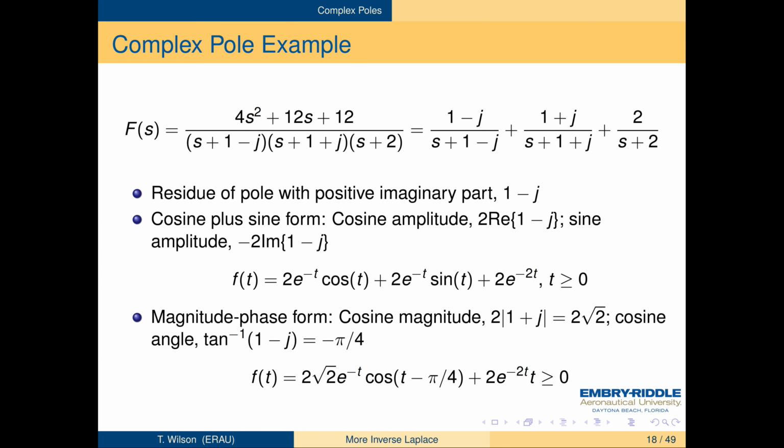We can also express the sinusoidal part in magnitude angle form, where the magnitude of the cosine is twice the magnitude of the residue, and the angle of the cosine is the angle of the residue. Again, that cosine has an exponential envelope at a rate of 1, and again we add in the exponential of amplitude 2, decaying at rate 2.